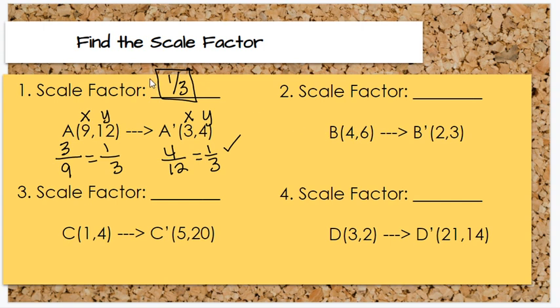That means it got smaller. It got 3 times smaller. All right, number 2, the original figure B is at 4, 6, and then the new coordinates are at 2, 3. So we're going to set up those fractions again, starting with my B prime, 2 over 4. That reduces to 1/2. And then my Y values would be 3 over 6, which also reduces to 1/2. So this one has a scale factor of 1/2.